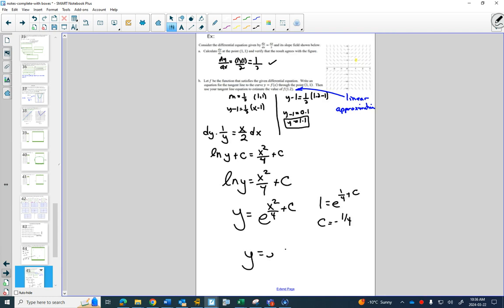So now I have the following. There's my actual equation for y. Mental math. Plug in 1.2 for me. Tell me what it is approximately. How good is your mental math at 1.2 here? Okay, quickly do 1.2 squared. Right, that's not too bad. That's 1.44. 1.44 divided by 4. Subtract 1/4 from that. And then do e to that power.